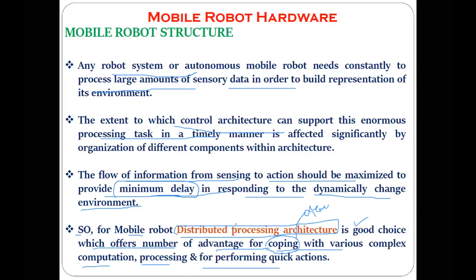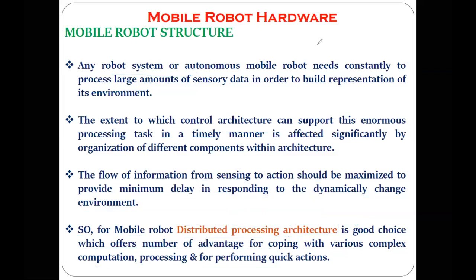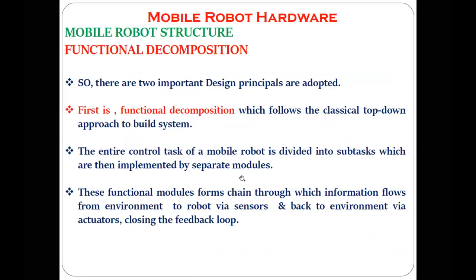From a lot of experiments, it has been found that distributed processing architecture is considered a good choice as compared with other kinds of architecture. And accordingly, there are two different design principles utilized in designing the architecture of a mobile robot.